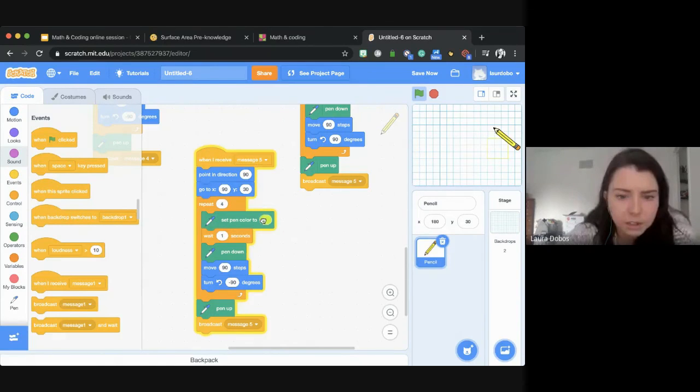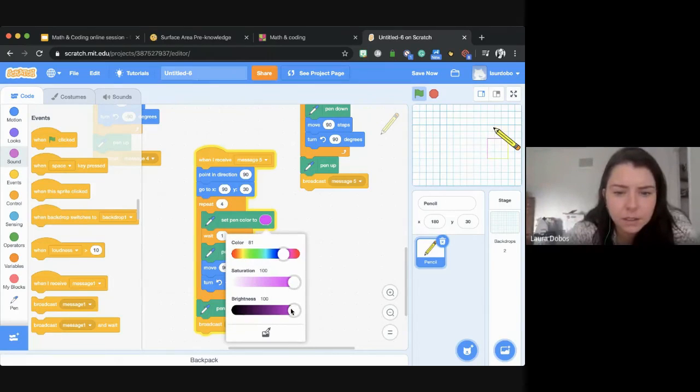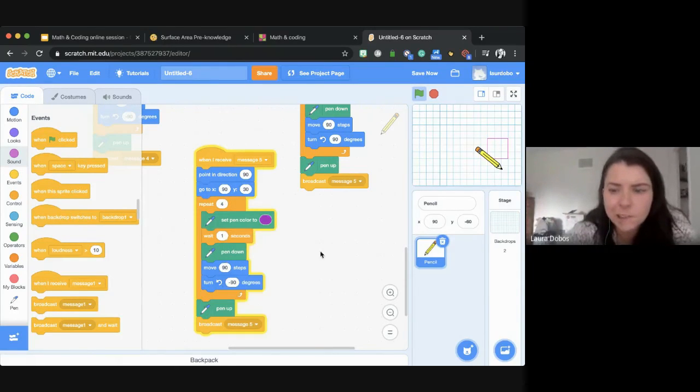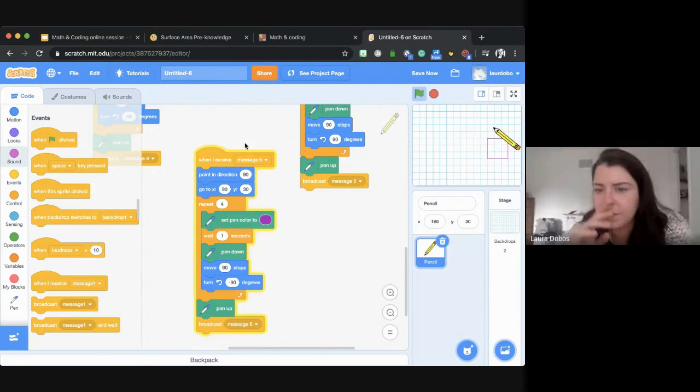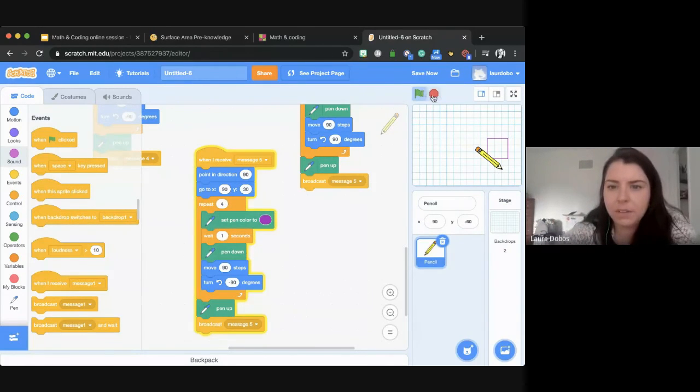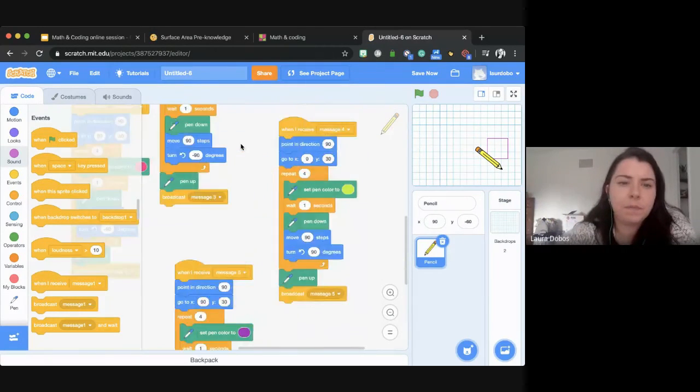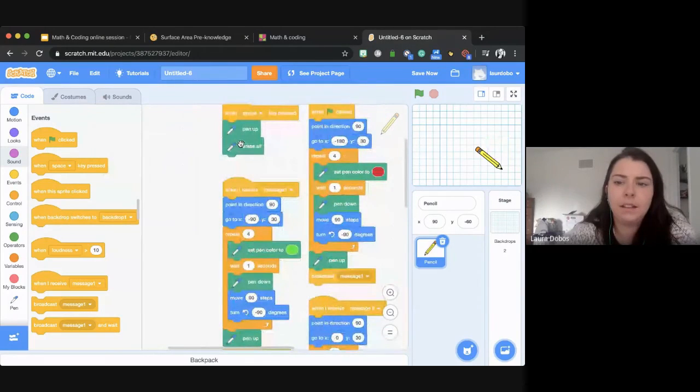That color is really hard to see. Not an ideal color. All right, so now we've got our last side there. Let's see it all in action.